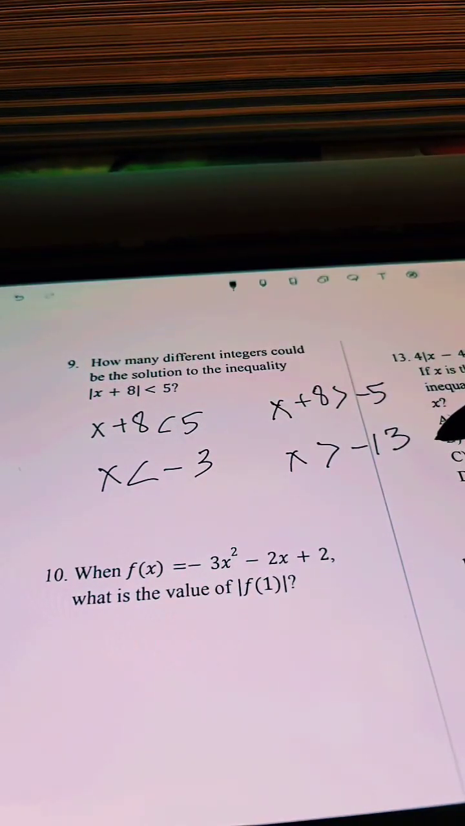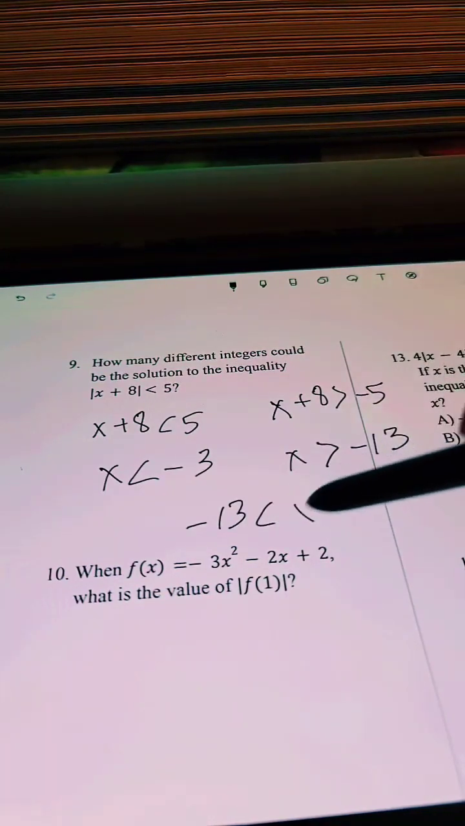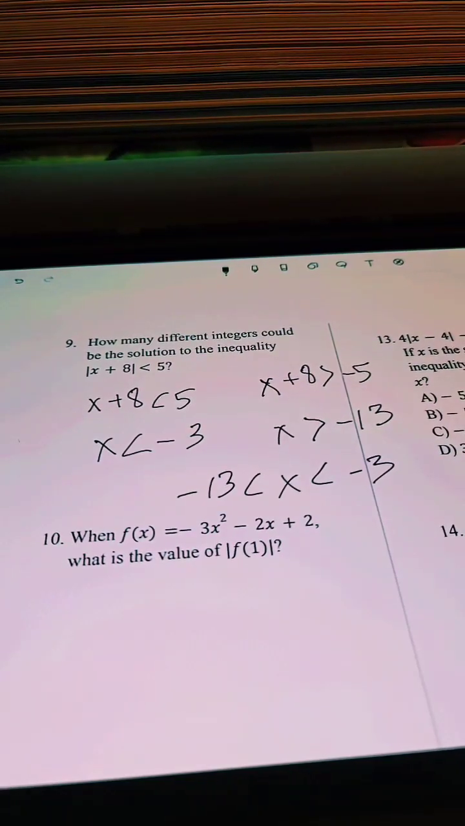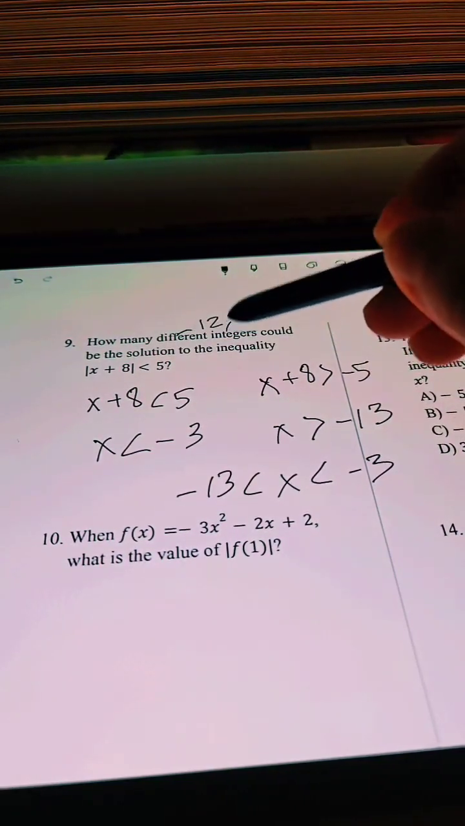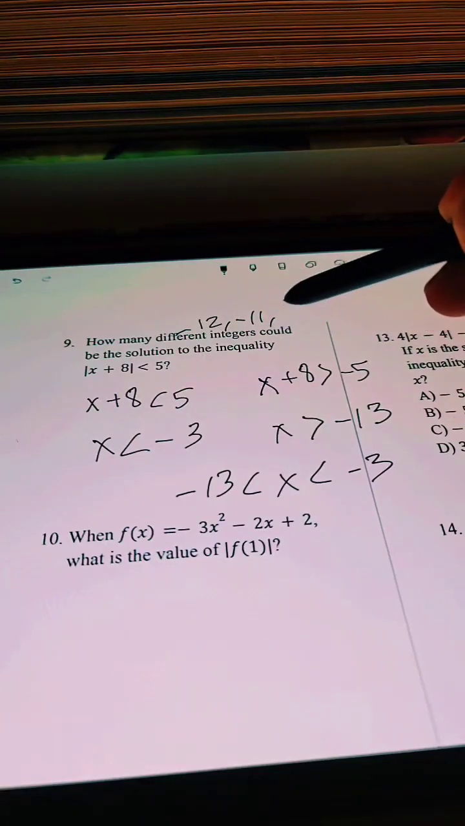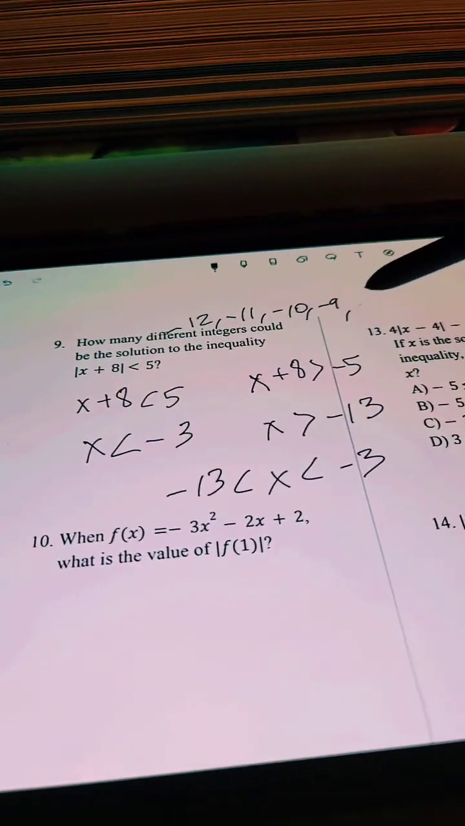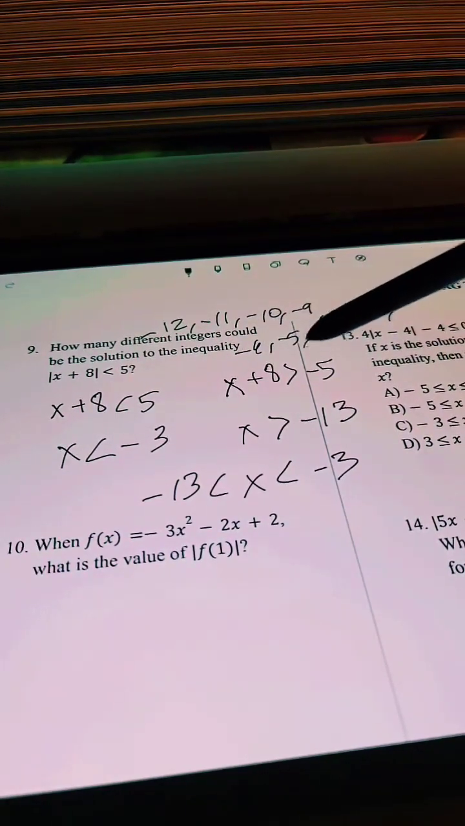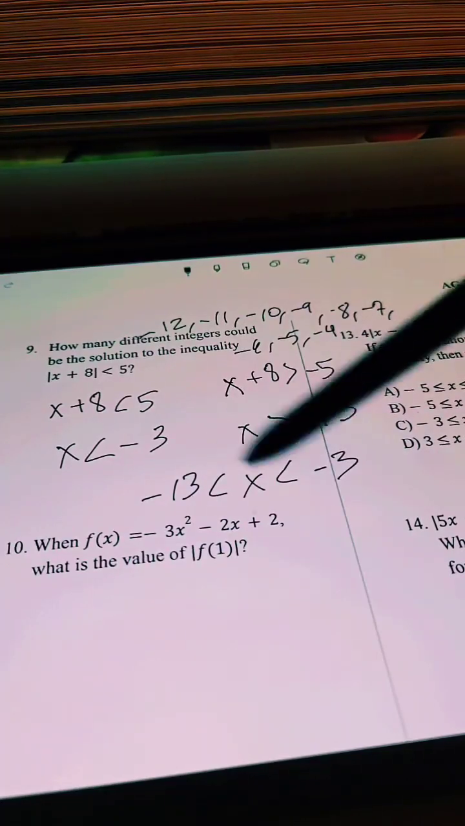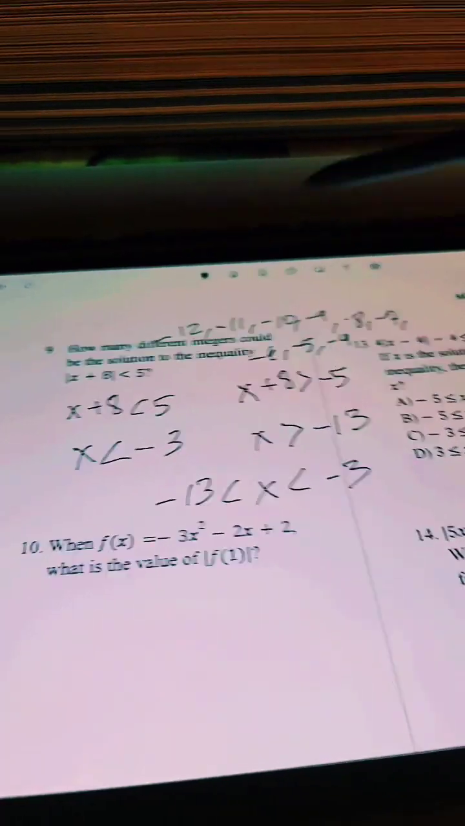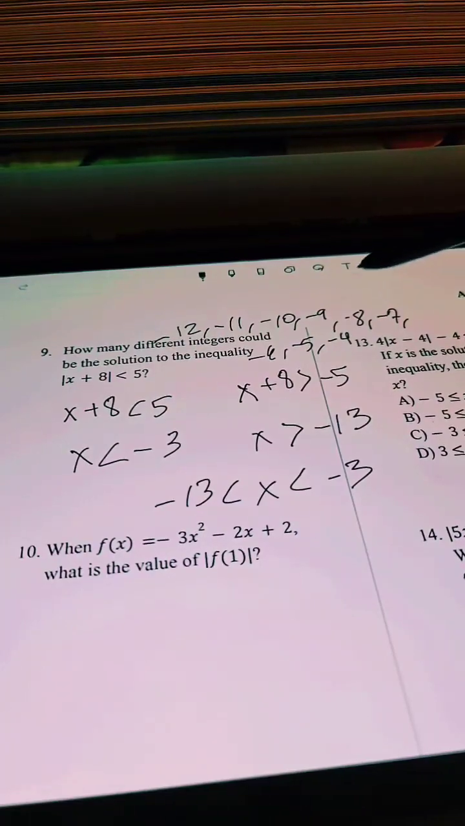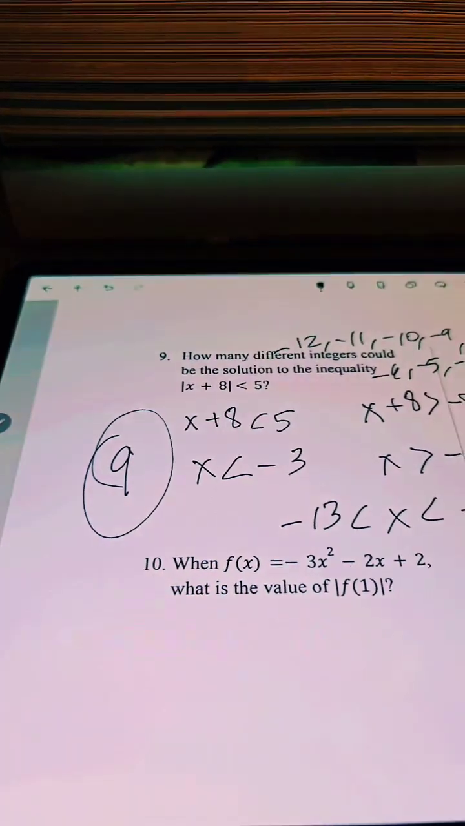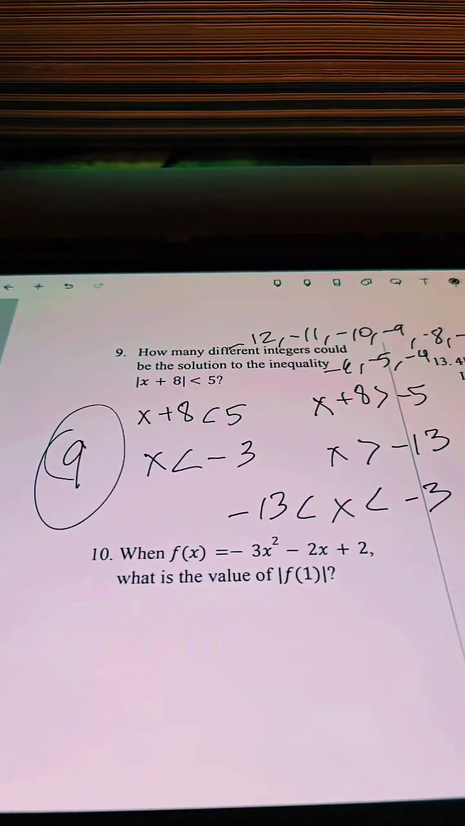So it has to be between those values, like if we rewrite it so that it looks nicer visually. So it could be negative 12. Let me just write it out so people can see. Negative 12, negative 11, negative 10, negative 9, negative 8, negative 7, negative 6, negative 5, negative 4. All of those work because they're the values between negative 13 and negative 3 that are integers. So it would be 1, 2, 3, 4, 5, 6, 7, 8, 9. There are 9 different ones that work. So that's the answer there.